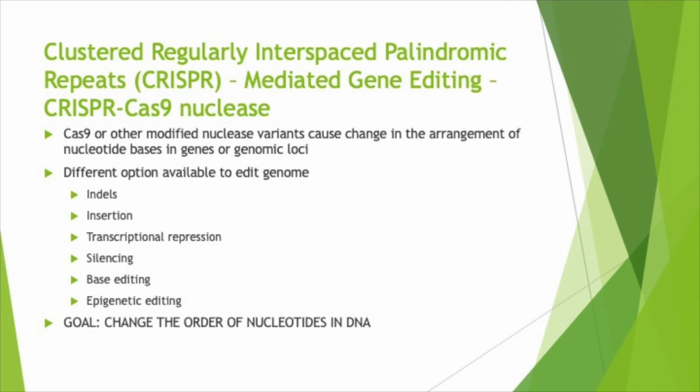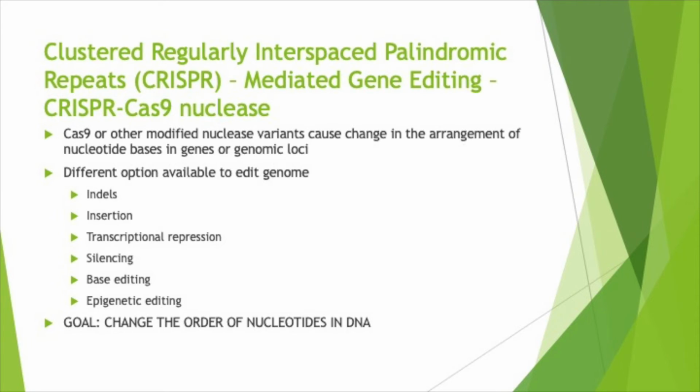One of the modern genomic editing techniques of special importance is clustered regularly interspaced palindromic repeats, also known as CRISPR. It uses a protein called Cas9 to change the original arrangement of nucleotides. The protein can change the arrangement in many ways, including indels, insertion, transcriptional repression, silencing, base editing, and epigenetic editing.